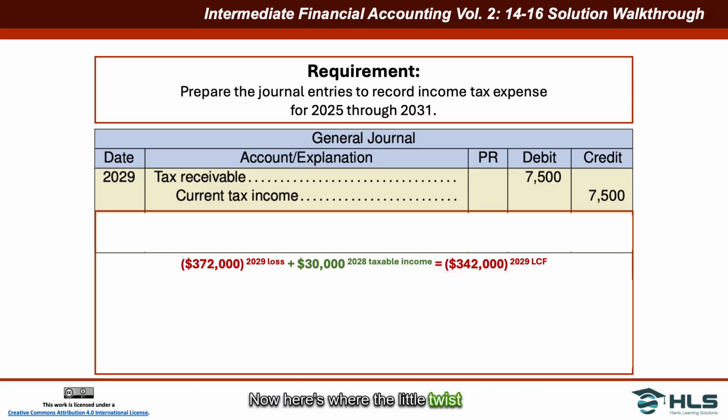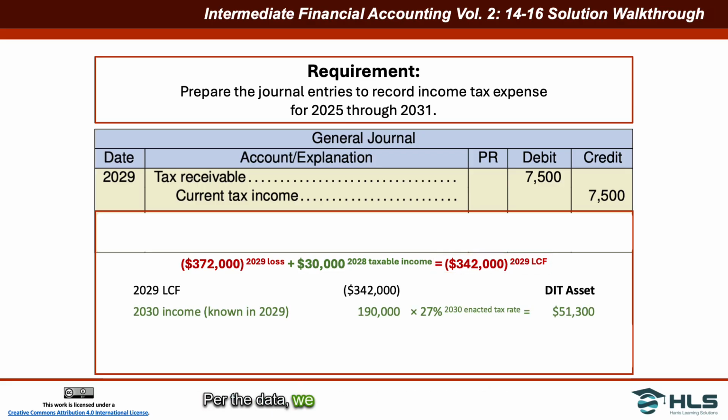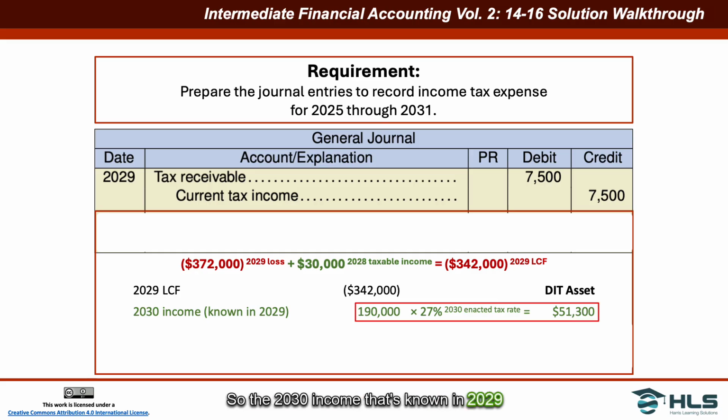Now here's where the little twist is. Per the data, we know the 2030 income in 2029. So what we're going to have to do is make sure that when we set up the deferred tax asset for this loss carryforward, we apply the appropriate tax rates. So the 2030 income that's known in 2029 will be $190,000. And the applicable tax rate in 2030 will be 27%.